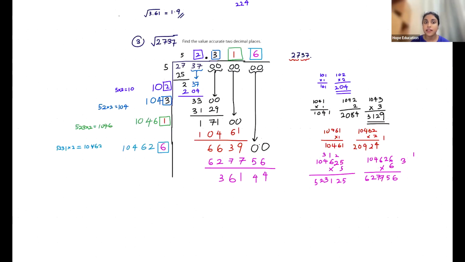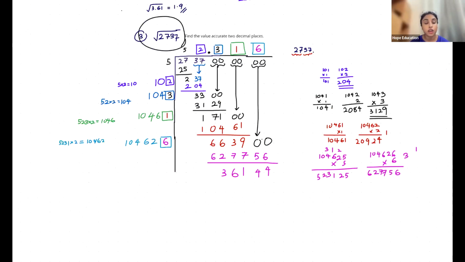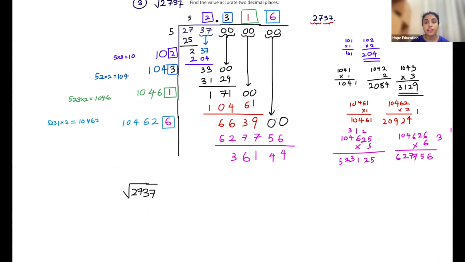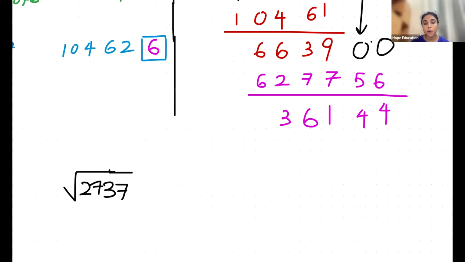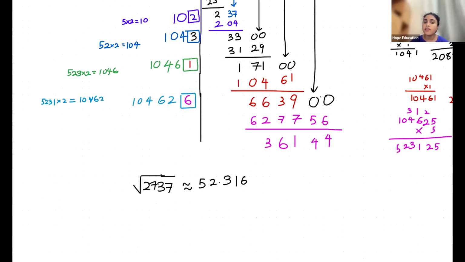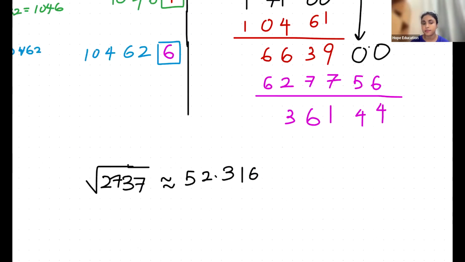Okay, that was very long, right? So we have to find the answer of root of 2,737, right? And we found here 52.316 as the answer. 52.316 as the closest answer. Why did I find 3 decimal places?